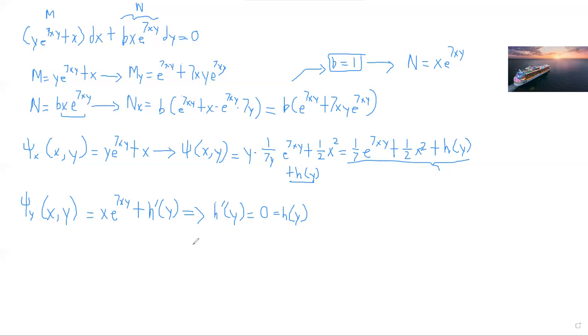Yeah. So now plug this back in here, and you're left with psi of x, y is equal to 1 over 7 e to the power of 7xy plus 1/2 x squared, and this is equal to c. And that's the answer.